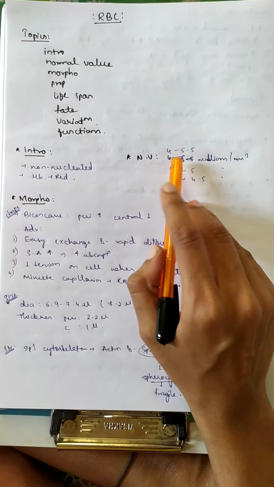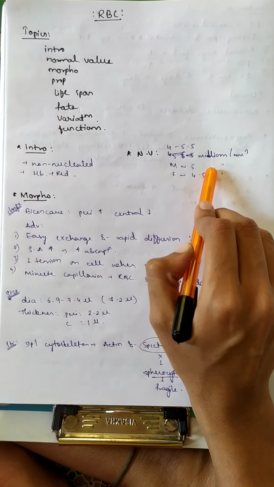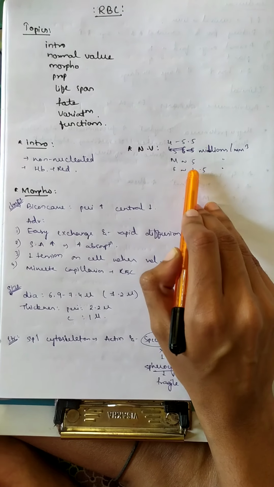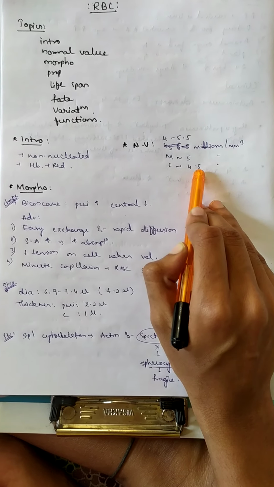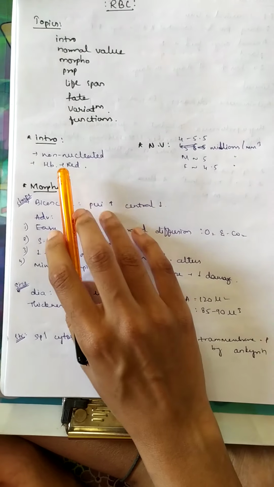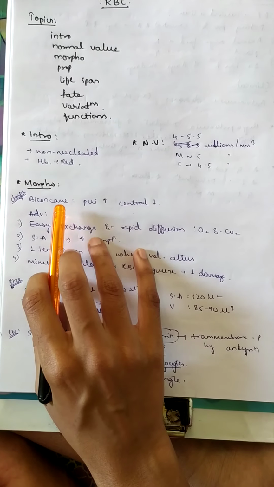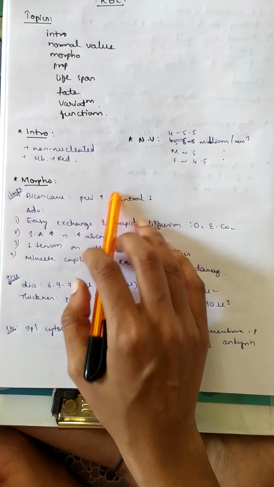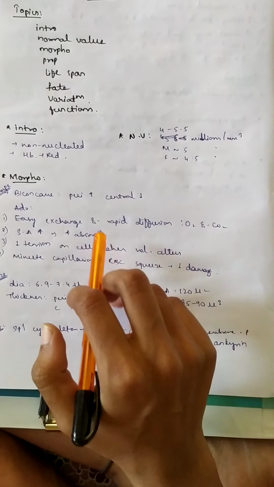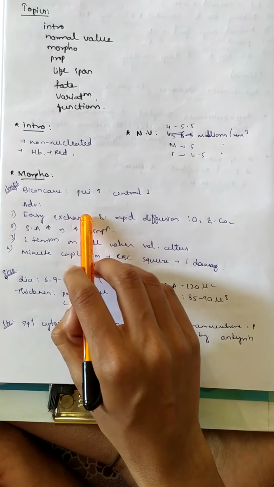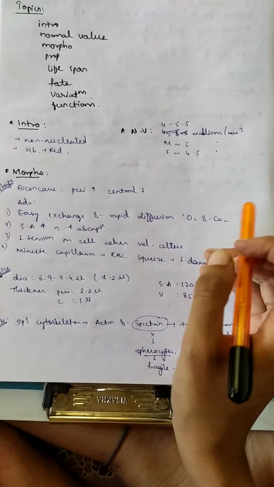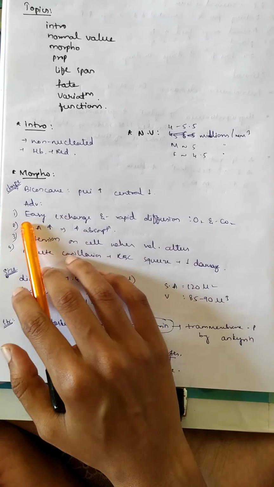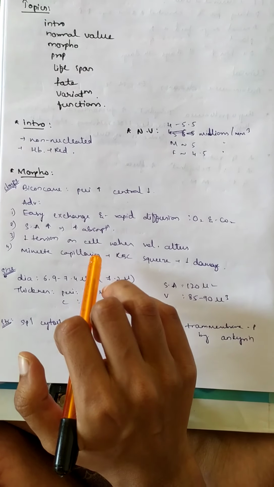Coming to the normal value, it is about 4 to 5.5 million per mm cube. In males, it is around 5 million per mm cube, and in females, it is around 4.5 million per mm cube. Coming to the morphology, it is biconcave in shape. That is, at the periphery, it is thick and centrally, it is thin. Advantages of this shape is it helps in easy exchange and rapid diffusion of gases like CO2 and oxygen. It increases the surface area due to which absorption is easier.